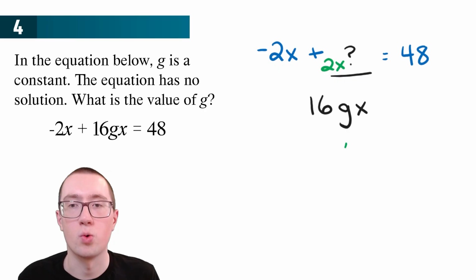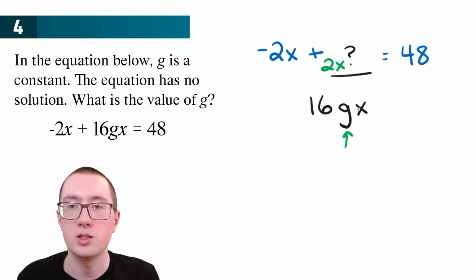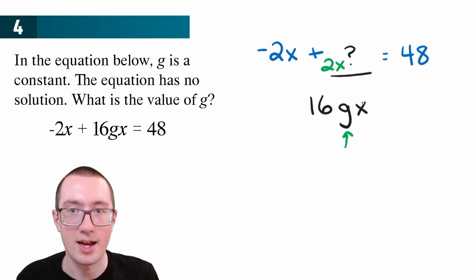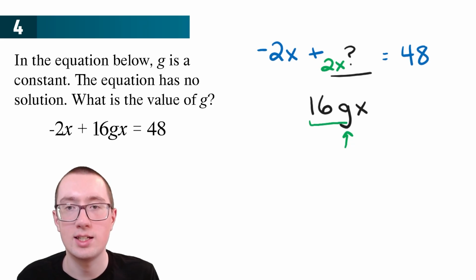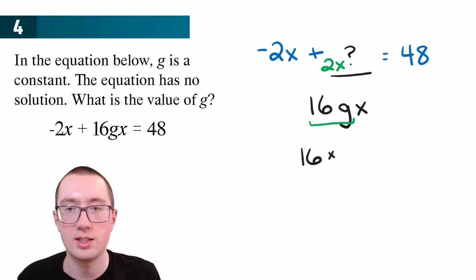And we need to figure out what g is equal to, to turn this into 2x. Well, remember that this is all multiplication. So basically 16g needs to be 2, and then x is going to be x. So how do we make 16 times g the number 2? Well, 16 times what is 2? That's what we're looking for. 16 times something is equal to 2.